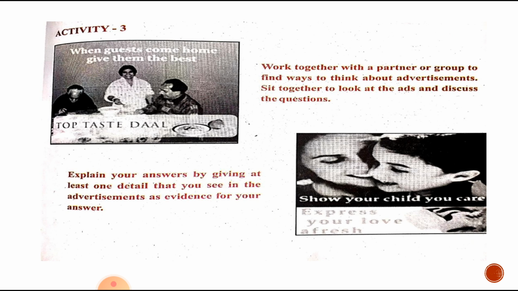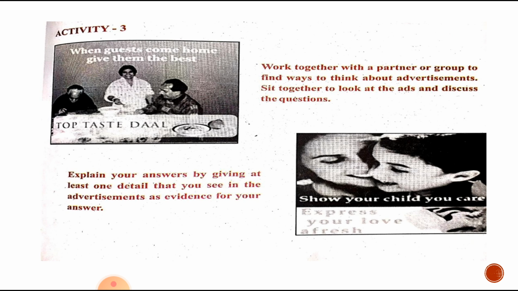Now moving ahead, now we can see is the activity 3 over here. See what activity 3 tells us. See what they have shown in activity 3: two pictures. In one picture, when a guest comes home, give them the best top taste dal. It's an advertisement of dal. And the next one is show your child your care. So it's a picture of love bonding. It's a picture of a soap advertisement.